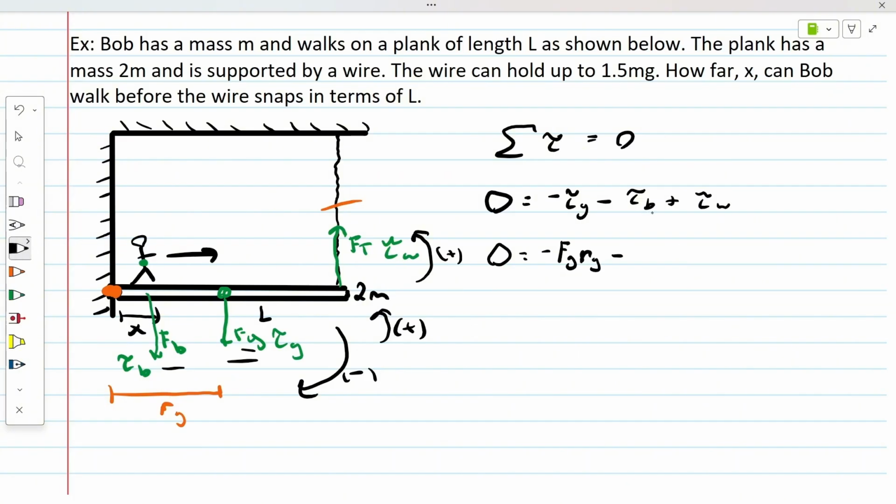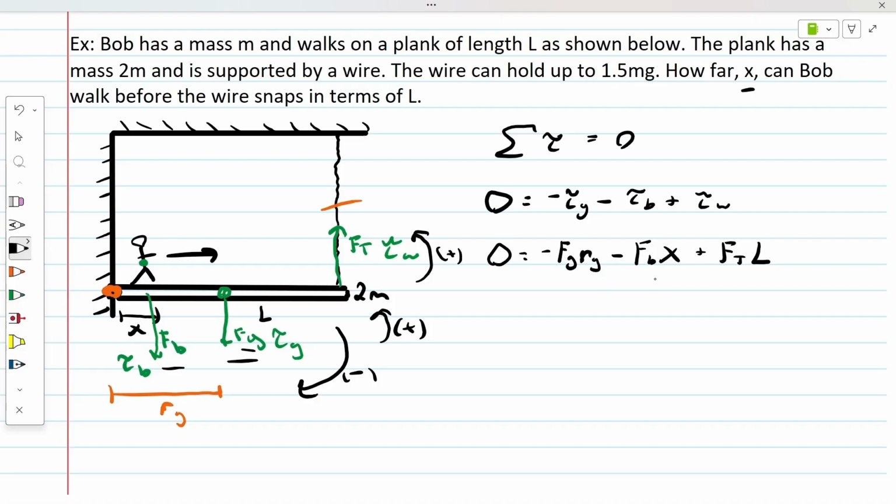Okay, and then the torque due to Bob is obviously Fb. And now what is this radius of Bob? Well, we say that Bob is walking this way to the end of the wire. How far he walks is x. So x is the distance from the pivot point to Bob, which is the same as the radius, so we can call that x. Okay? And so then we have the torque of the wire, which the force is obviously the force due to tension in the wire. And the distance of the wire is at the very end of this beam, which is going to be L, the length of the beam.